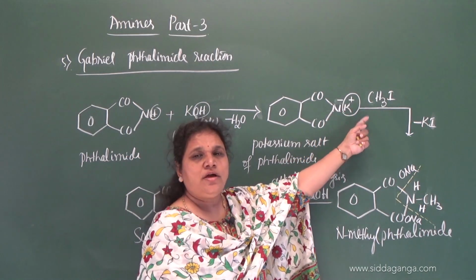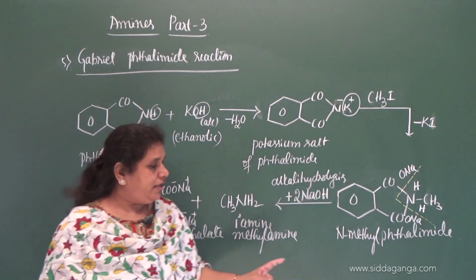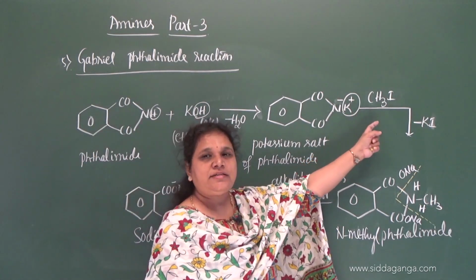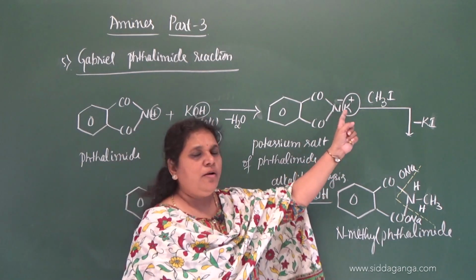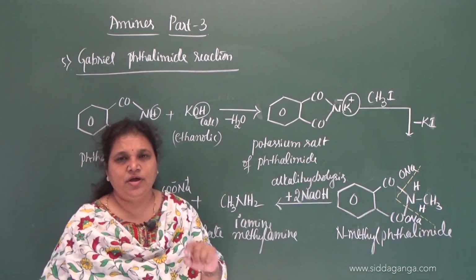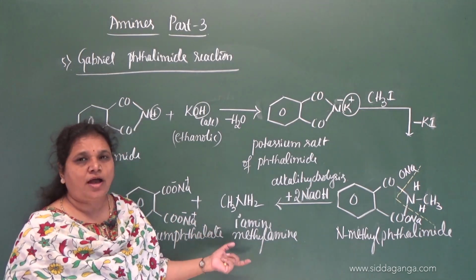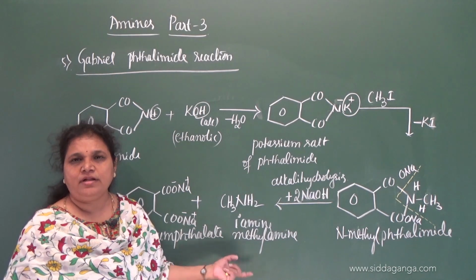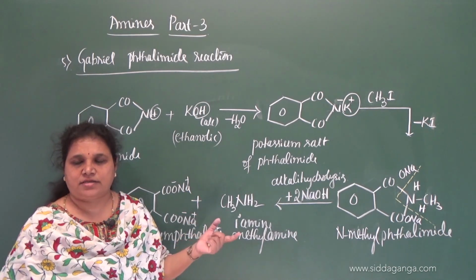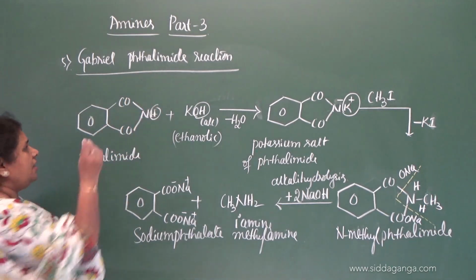You can use bromide and chloride also. In order to prepare ethylamine, you have to take ethyl halide. To prepare propylamine, you have to take propyl halide. So the respective alkyl halide gives the respective amines here, and this reaction is nothing but the Gabriel-Phthalimide reaction.